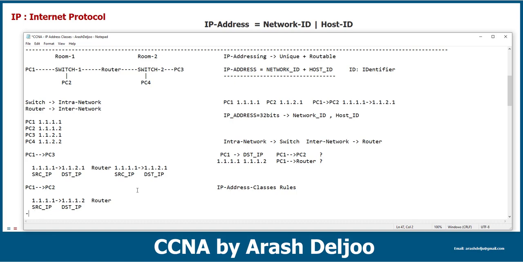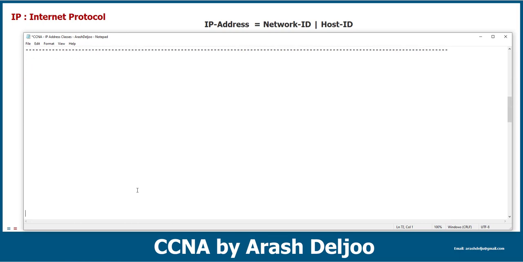This is so important for understanding the IP address functionality. We will use these rules in many scenarios and in many other features. Let me talk about the IP address classes rules.